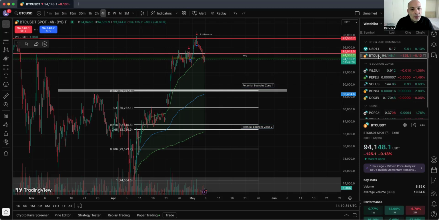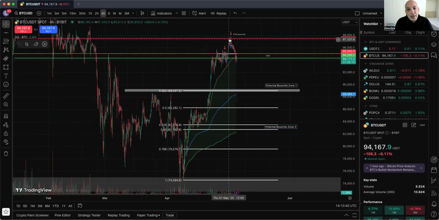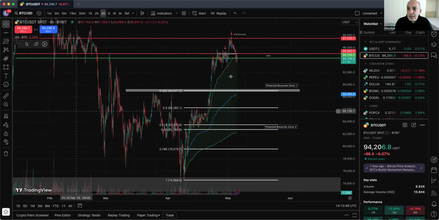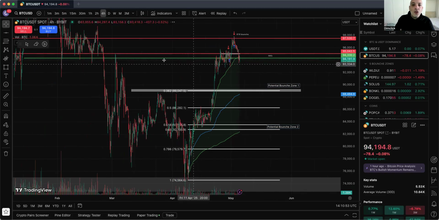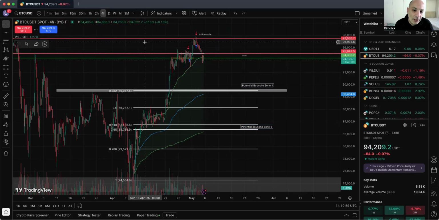I'm beginning with Bitcoin. You see this level? It's a weekly level and also a 618 fib level. 97,500. What we see is that we get a slow bleed in the market, and we are looking for potential bounces to take new trades on Bitcoin and other five altcoins.